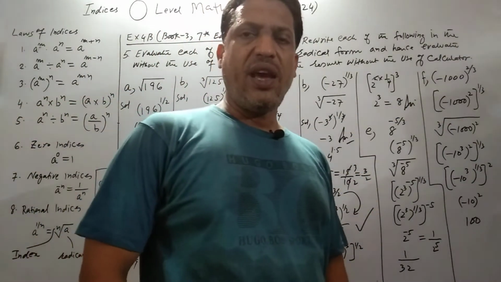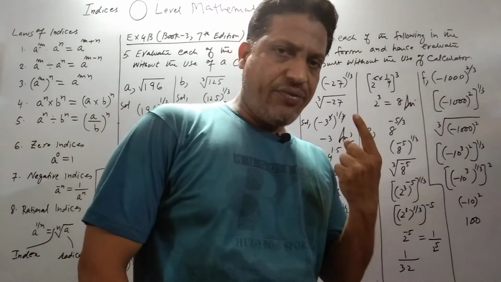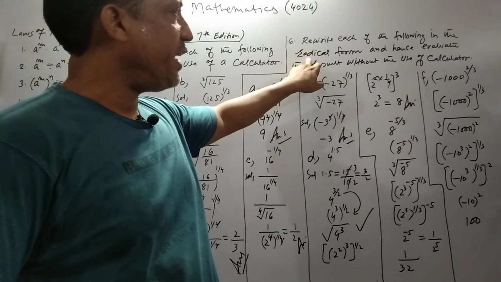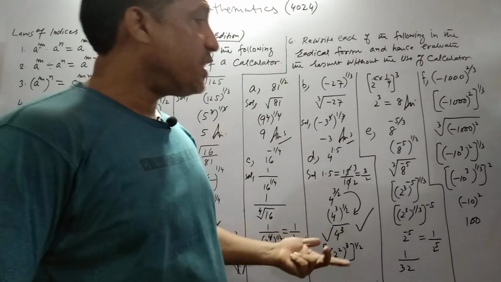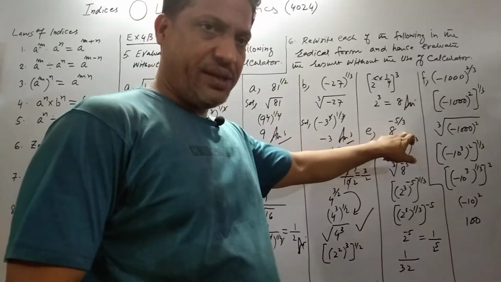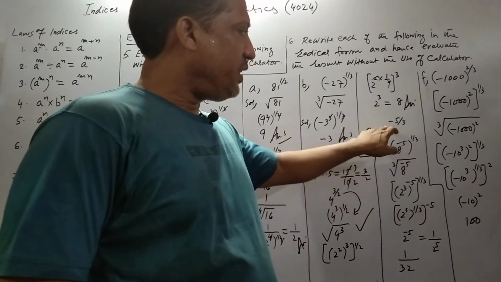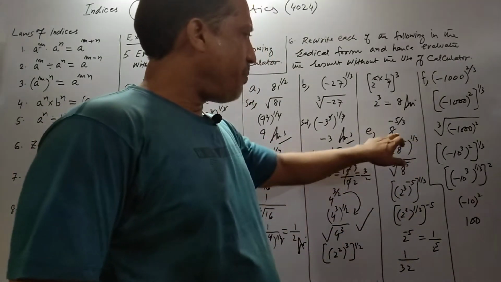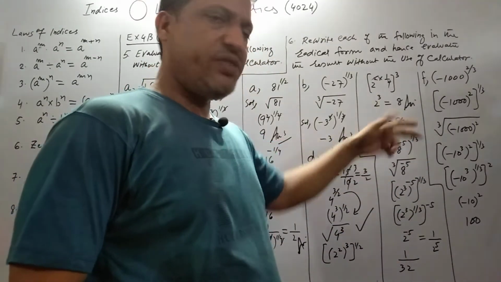Again, first we have to fulfill the first requirement. What is the first requirement? We want to write the given question in radical form. It's very easy. This is 8 to the power minus 5 upon 3. First we have to write this as 8 to the power minus 5 into 1 upon 3, because minus 5 into 1 upon 3 is minus 5 upon 3.